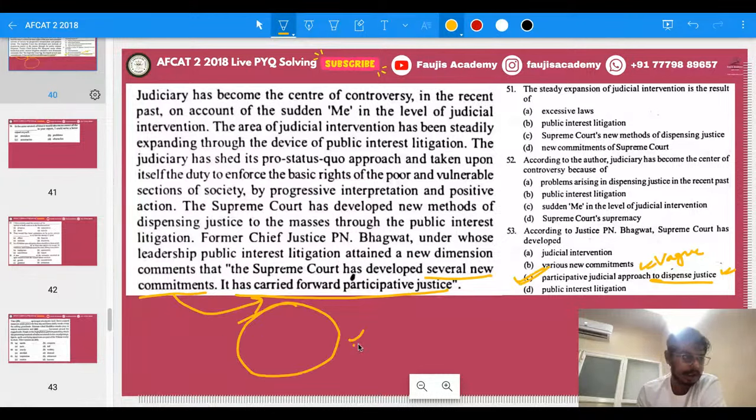But this sounds much closer towards the answer. This is the end goal that they are trying to achieve, isn't it? So yes, you guys are correct. We'll go ahead with C as the answer.